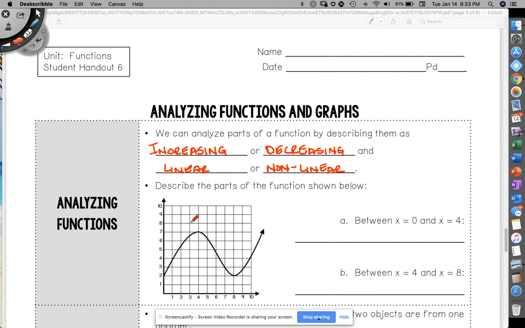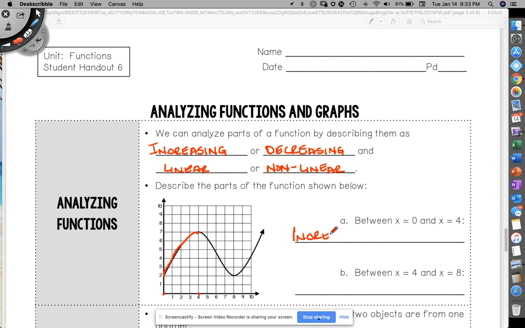So if we look at this one, it says describe the parts of the function shown below. So we're looking between x being 0, which would be right here, and x being 4, which is right here. So I'm going to go up to the line. So we're talking about this portion of the line. So just between these two places, what is going on? Are we increasing or decreasing? We are obviously increasing.